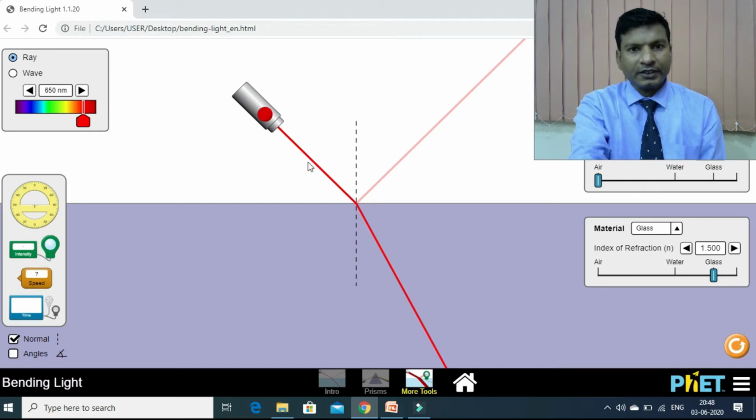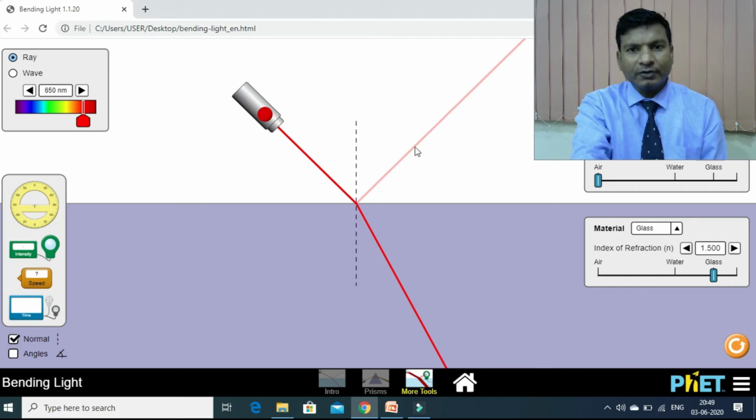Now when the red color is falling over there, you see some of the ray of light is reflecting along this direction, some of the ray of light is refracting. And here you see the ray of light is bending towards the normal. Just see here, this is the actual path of the light ray, but it is not moving along the direction of the actual path, rather it is bending towards the normal. This is the normal which is drawn at this point of incidence. This is your incident ray, this is your refracted ray, and this is your reflected ray, partial reflected ray.